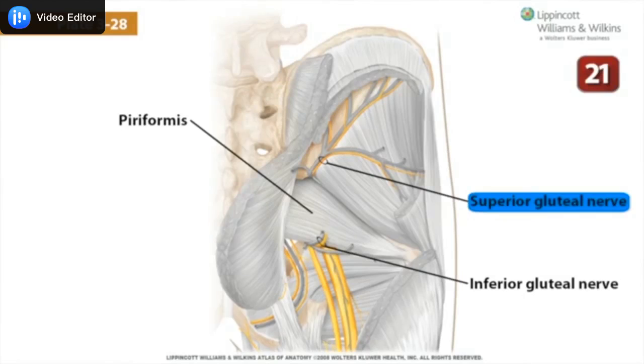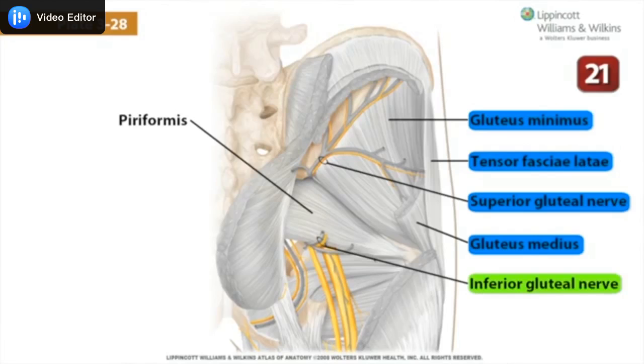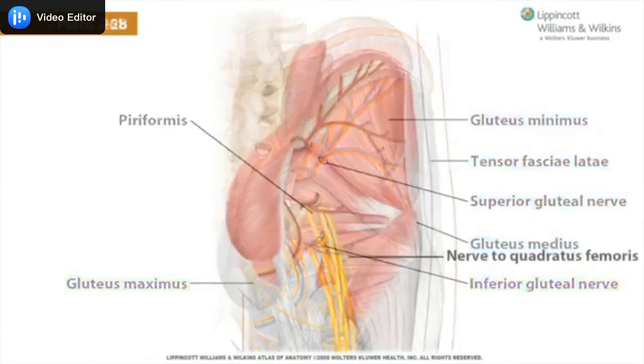The superior gluteal nerve carries branches from L4 to S1. It passes between the gluteus medius and minimus to innervate both muscles, then sends a branch laterally to the tensor fascia lata. The inferior gluteal nerve carries branches from L5 to S2. It innervates the gluteus maximus.